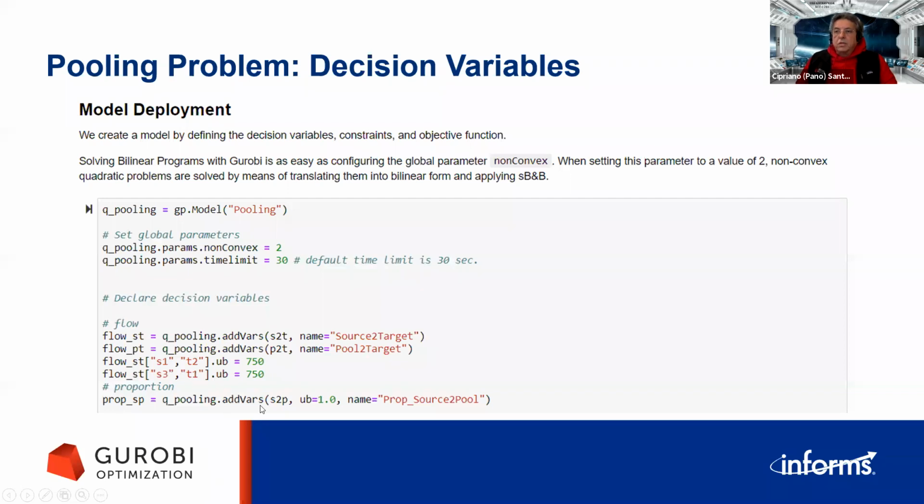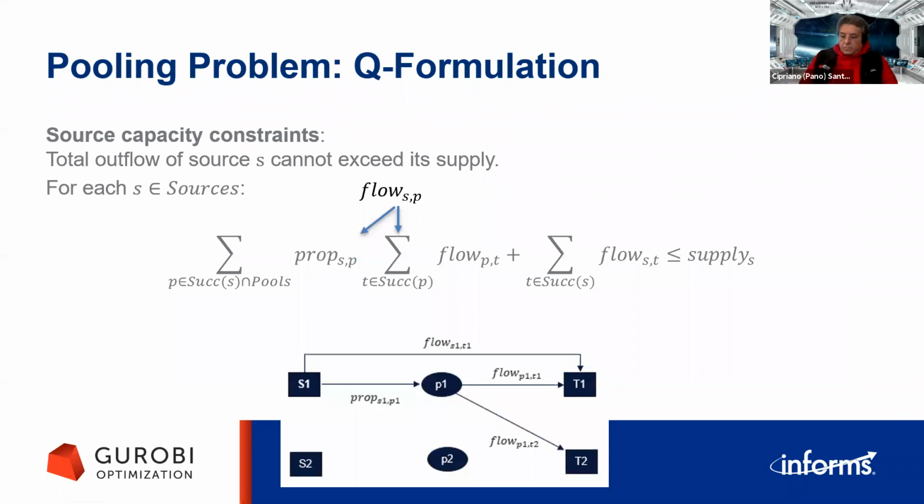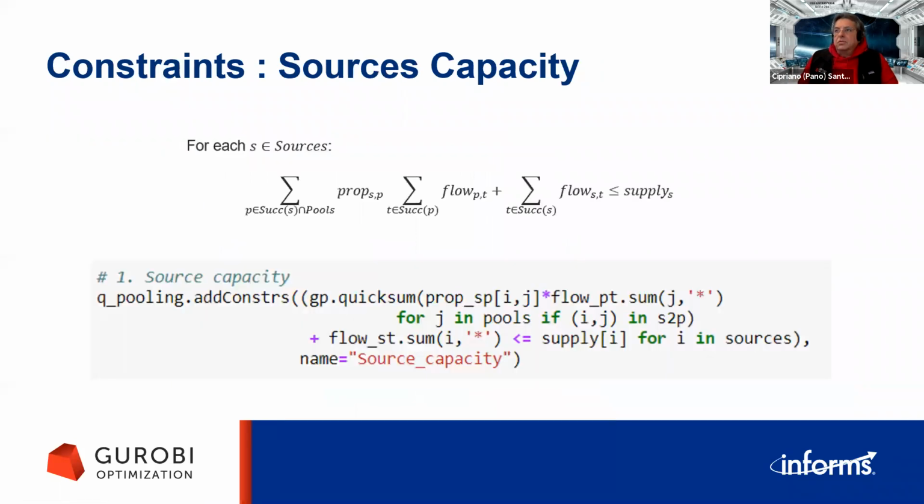And the addVars method is going to be defined for the source nodes and pool nodes. So we use the addVars method here, and the upper bound is 1. And the name of this variable is going to be prop source to pool. So I'm going to skip this explanation because I don't have much time. I'm going to go directly to the code, and you can read the paper to go into the details about the formulation.